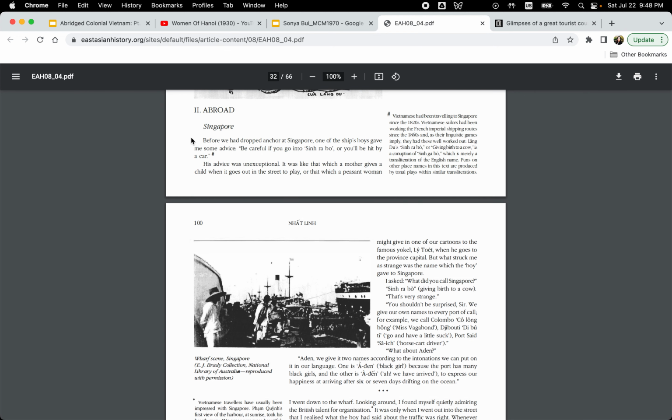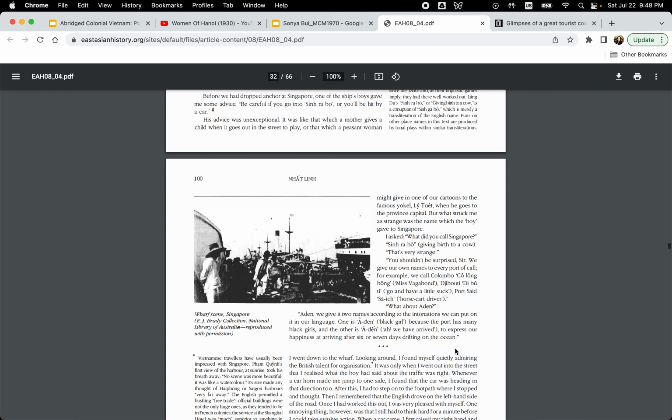So here's one joke, for example. He was in charge of Singapore. So I asked, "What did you call Singapore?" And he goes, "Sinza Ball, giving birth to a cow." Well, he says, "That's very strange." And he goes, "You shouldn't be surprised, sir. We give our own names to every port of call. For example, we call Colombo Golongbong, Miss Vagabond. Djibouti, Djibouti, to have a little suck. Port Said is Saik, horse cart driver."